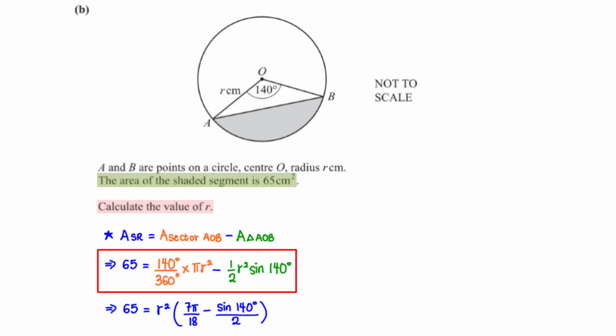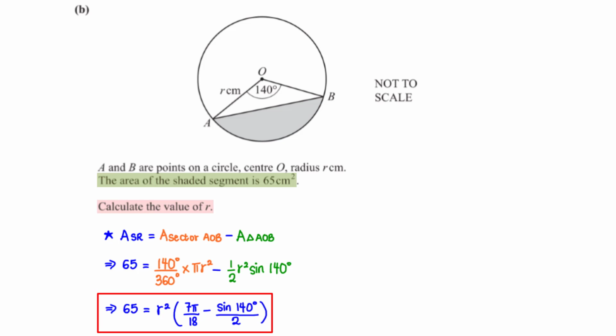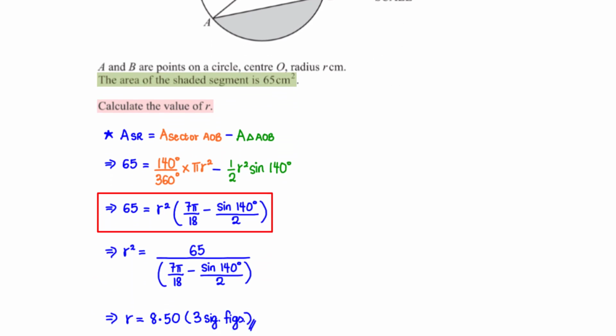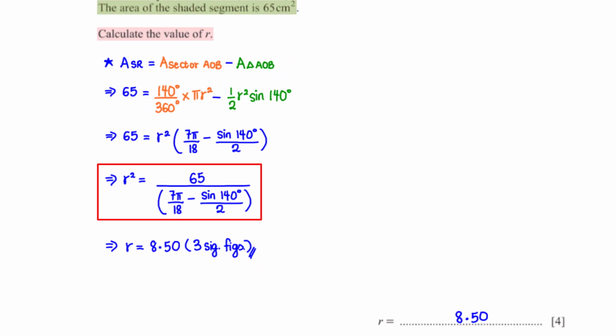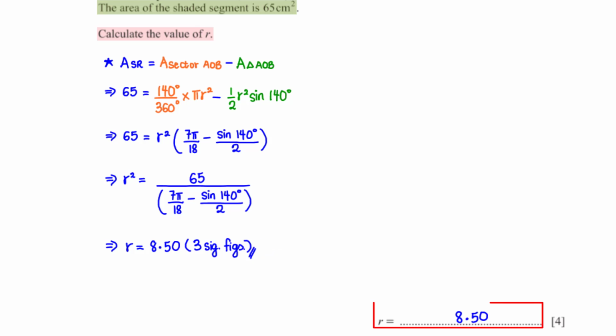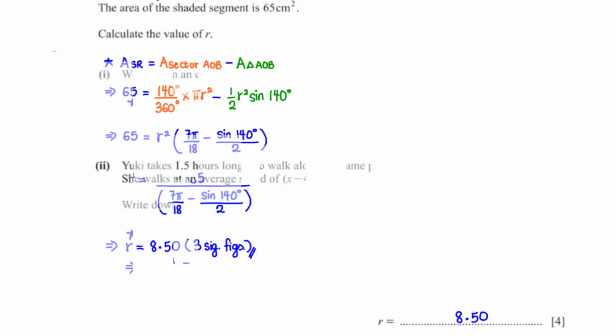The area of the sector is 140 degrees divided by 360 degrees times pi r squared, and the area of the triangle is half of r times r, which is r squared, times sine of 140 degrees. When we factor out r squared, this is what we have. When we make r squared the subject, this is what we get. To make r the subject, we take the square root of both sides of the equation. This gives us r equals 8.50 rounded to 3 significant figures.